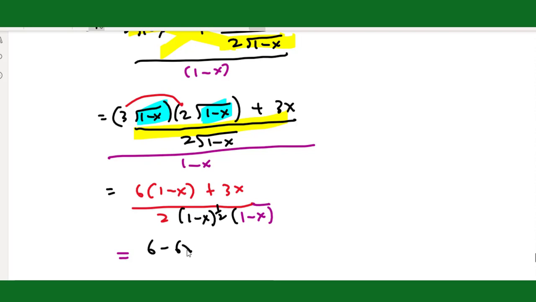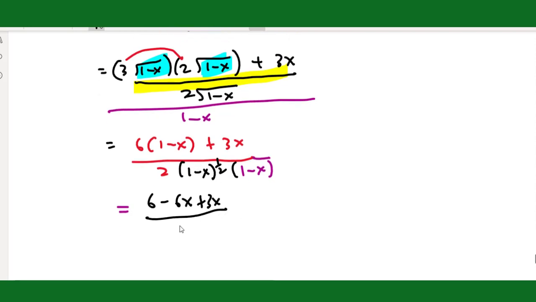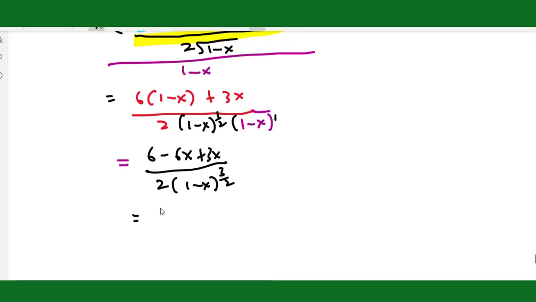6 minus 6x plus 3x over 2 times (1 minus x) to the power of 3 over 2. Simplify: 6 minus 3x over 2 times (1 minus x) to the power of 3 over 2.